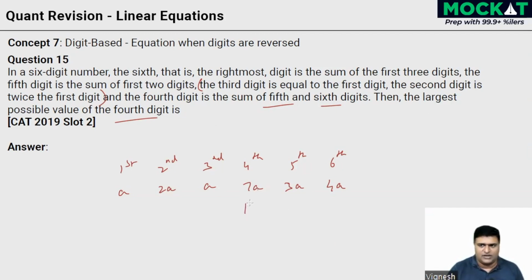If A is 2, then it becomes 14. That's a problem over here. 14 can't be a single digit, right? So A equals 1 is the only number which is going to be satisfying this. So we get 121734 is the number, and 7 is the value of the fourth digit. The answer is 7 here.